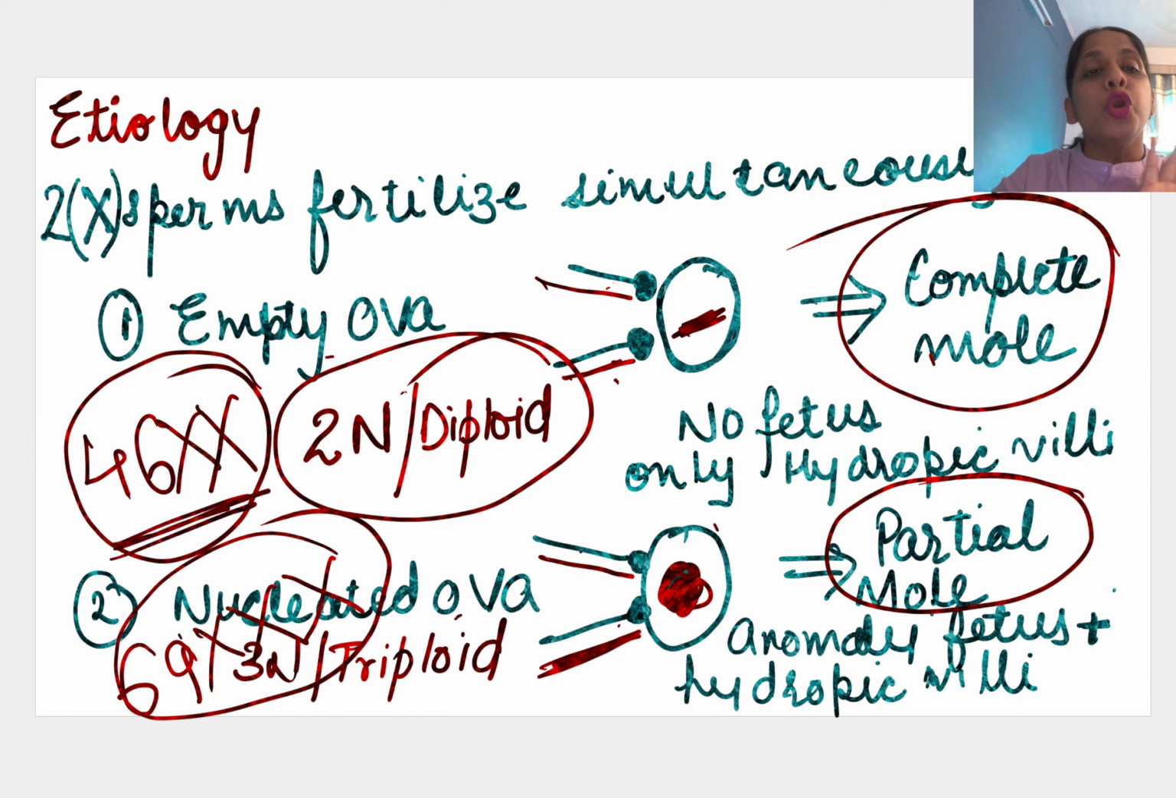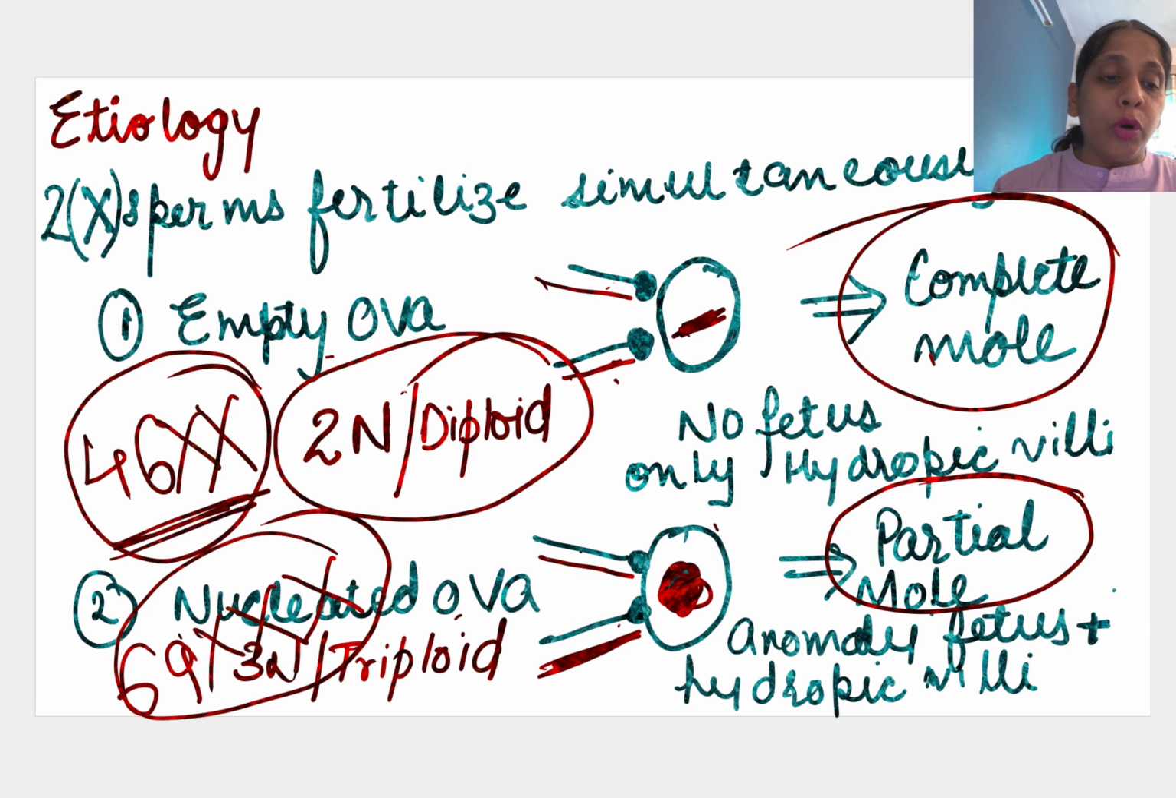Complete mole: no fetus, only hydropic villi, empty ova. Empty ova means only those two sperms' genotypes. Two sperms' genotypes means diploid and both paternal. The more the X chromosome, the more the chances of molar pregnancy. So the most common genotype in the case of complete mole will be 46XX.